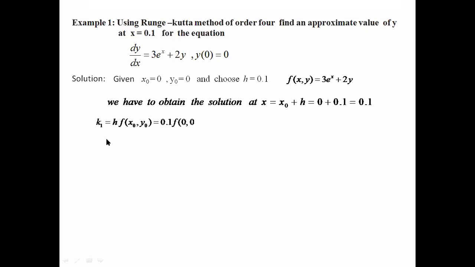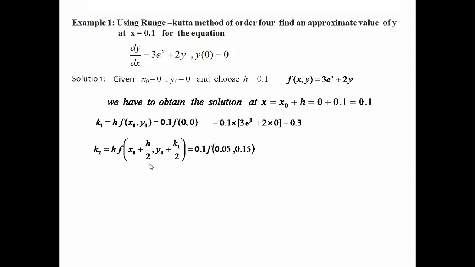First step is to find k1. k1 is nothing but the slope of the curve, that is h into f of x naught, y naught. h is 0.1, x naught is 0, y naught is 0, so f of 0, 0. The relation is 3 times e power x plus 2 times y. So 3 times e power 0, plus 2 times 0. This term is 0, e power 0 is 1, so 0.1 into 3, we get 0.3. That is k1.